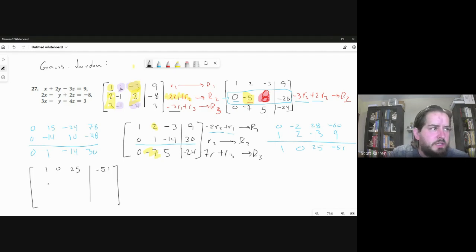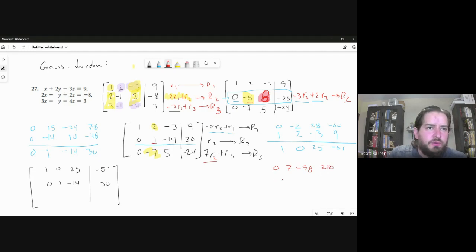Row 2 doesn't change, so I'm just going to write that in here. 0, 1, negative 14, and 30. And then row 3, we're going to take 7 times row 2 and add it to row 3. So 7 row 2s is 7 times 0 is 0. 7 times 1 is 7. 7 times negative 14 is negative 98. And then 7 times 30 is 210.